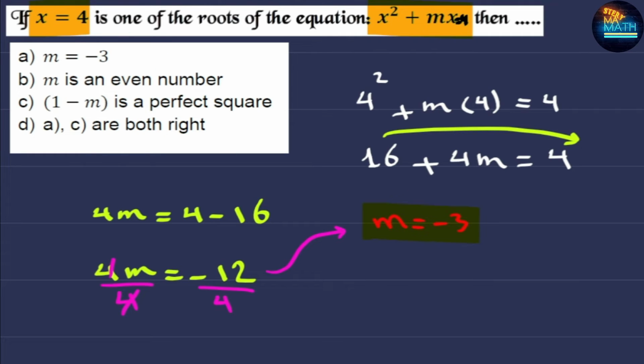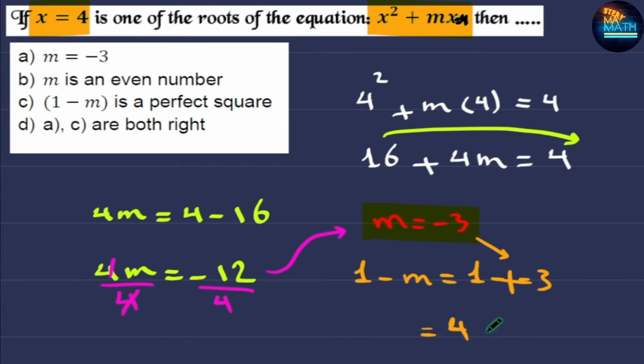So back to the multiple choices. We have already m is equal to negative 3, but you can take a look at all the multiple choices. M is an even number, and that doesn't work here because m is equal to negative 3. It's not an even number. And 1 minus m is a perfect square. You can substitute m with negative 3. So 1 minus negative 3, which is 1 plus 3. Negative negative means plus. And 1 plus 3 is equal to 4.